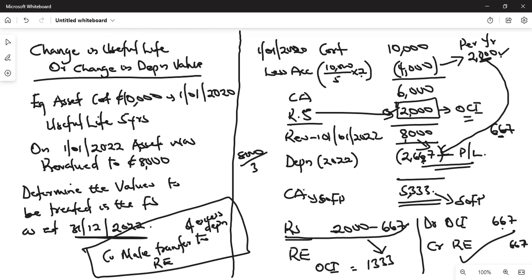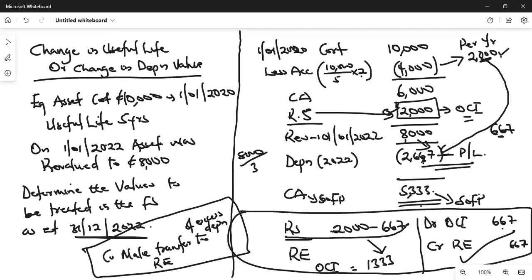All right, so that is what you do if the standard tells you to transfer. If it doesn't, you end everything here and won't cater for anything else. You take this one to your SOFP, this one to your OCI, and this one to your P&L. All right, so that sums up PPE, IAS 16.